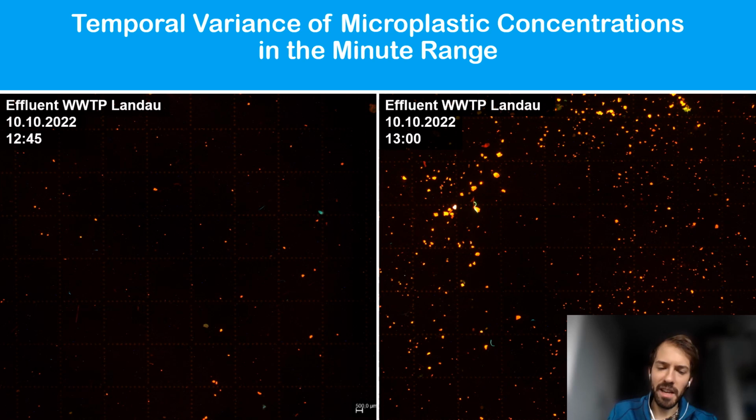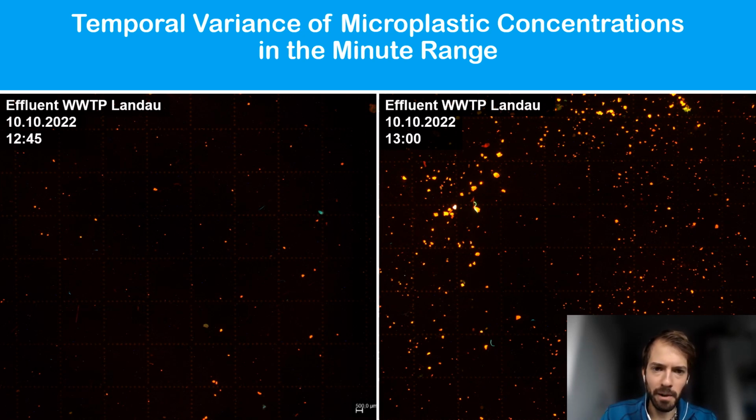But the variations we saw before are not only between the sampling days, they are on a much shorter time scale. We took every day 2 samples, and it took approximately 15 minutes to take the sample. Here we have between the samples 15 minutes of time, and you can see that the amount of microplastics increased by a factor of 8 within 15 minutes.